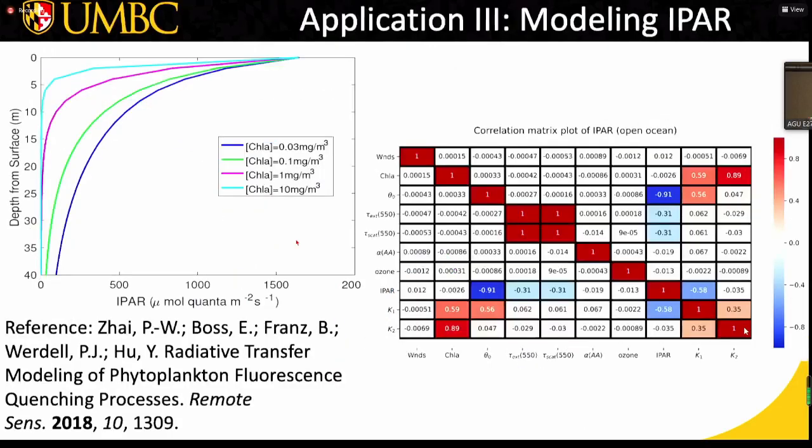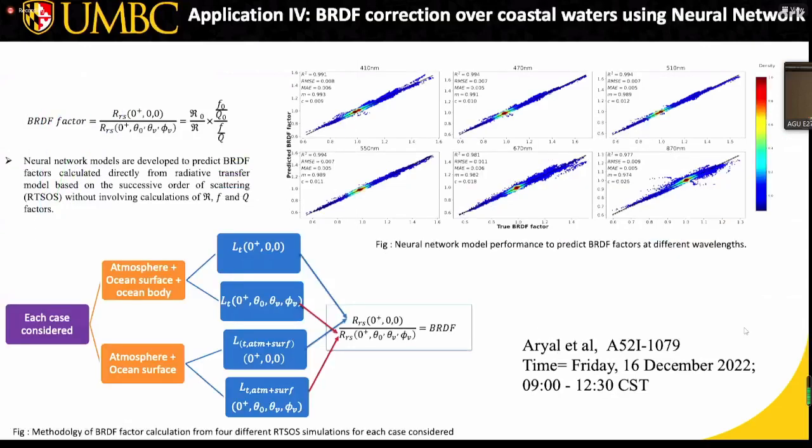Another application is that we model the instantaneous photosynthetically available radiation, IPAR. So we calculate this IPAR for flexible conditions of atmosphere and ocean. And this matrix is generated by my student Kamal Ariel. He studied the different atmosphere and ocean conditions, and what their influence is on the IPAR. Another application is also done by Kamal Ariel.